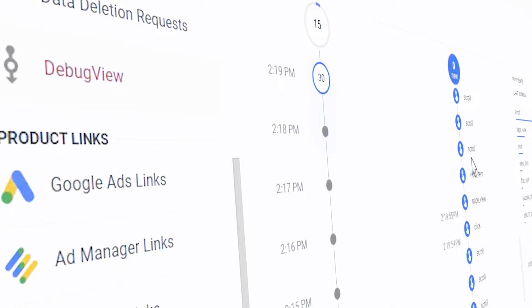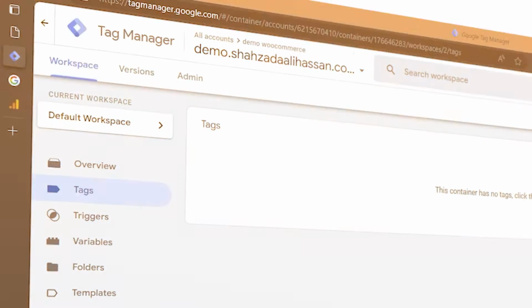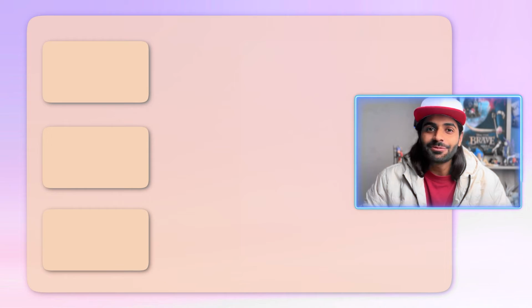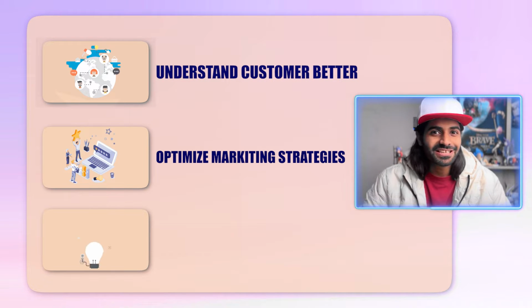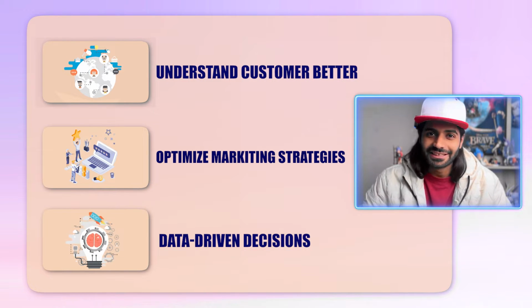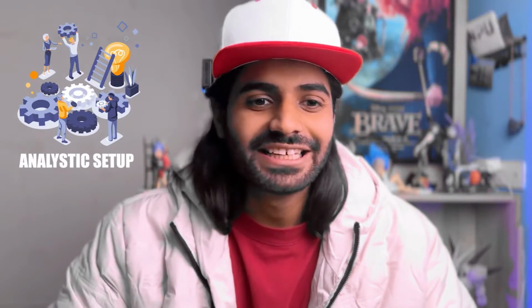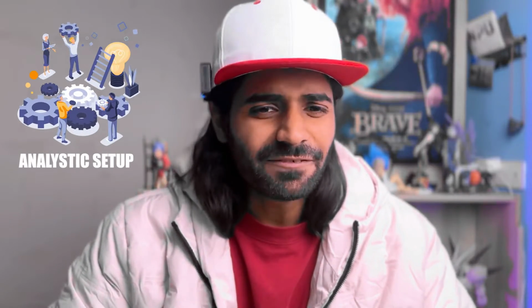In this video, I'm going to show you exactly the process of setting up Google Analytics 4's enhanced e-commerce tracking on your WooCommerce store using Google Tag Manager containers. This will help you understand your customers better, optimize your marketing strategies, and make decisions that are based on actual data. Many of you struggle with analytics setups that end up being ineffective, confusing, or simply non-functional.